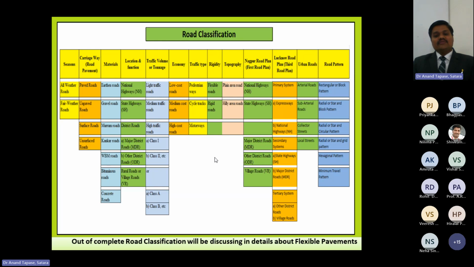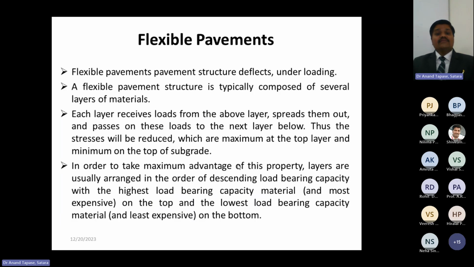Out of the complete road classification, we will be discussing in detail flexible pavements only. Well, what are flexible pavements? Flexible pavements are structures which deflect under loading. They are composed of various layers, and each layer has separate properties. In order to get maximum advantage of these properties, layers are usually arranged in order of descending load bearing capacity. The highest load bearing capacity will be at the top and the lowest at the bottom. It means the topmost layer will be the most expensive and the bottom layer the least expensive.